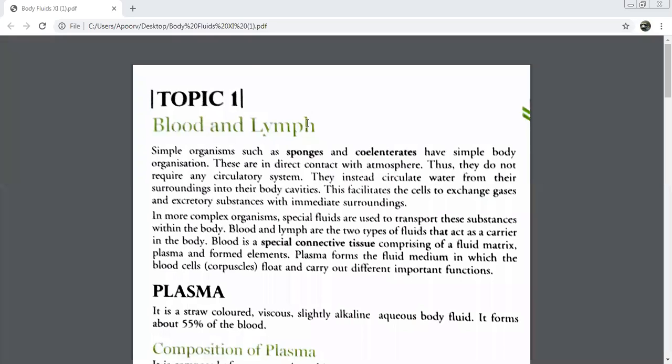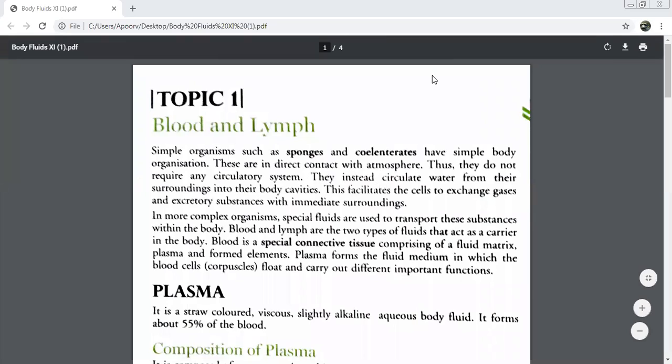Name two simple organisms which do not have a proper circulatory or excretory system. Sponges and coelentrates. Coelentrates have which shaped body? Tubular or cup-like. When I say coelentrates, I mean aquatic animals. Vertebrates or invertebrates? Invertebrate. Then we moved on to complex organisms.